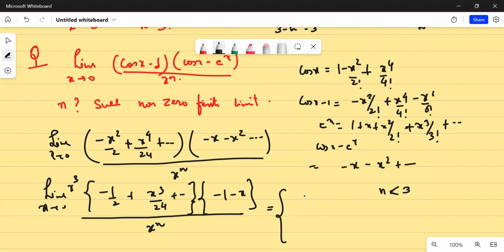But if n is less than 3, then this will become 0. Isn't it? If n is less than 3, then this will cancel this, so there would be something left in terms of x in the numerator. If n is greater than 3, then this limit would become infinity. Are you getting my point? If n is greater than 3, then this will get cancelled, and there would be something left in the denominator. And only if n is equal to 3, your limit will come out as half. So for a non-zero finite limit, your n should be equal to what? 3. Is that clear? Yes, sir. Okay. So we'll meet in the next session.